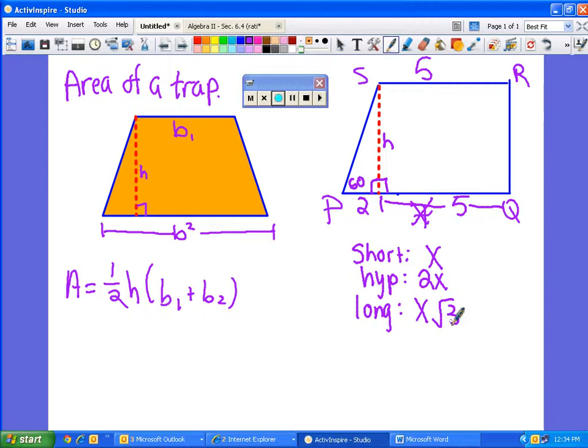Short side. How do we know it's the short side? Because the 30 degree angle goes straight. That's right. Because the short side is opposite the small angle. So if the short side is x, what's the height? If the short side is 2, what's the long side?